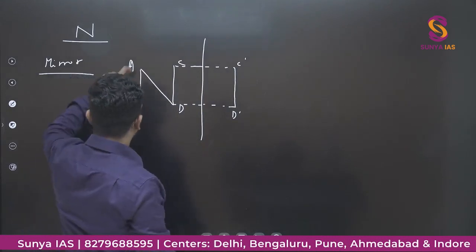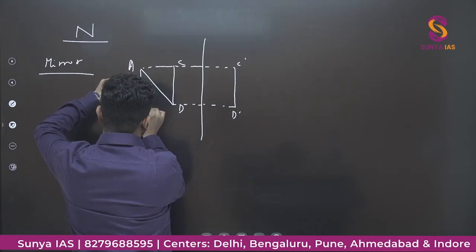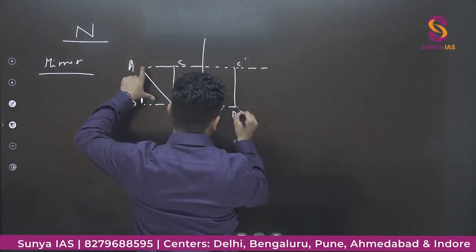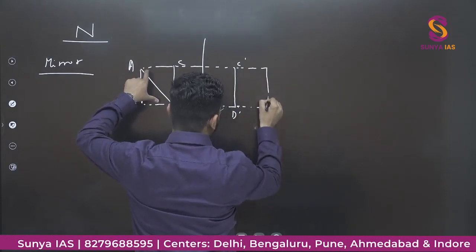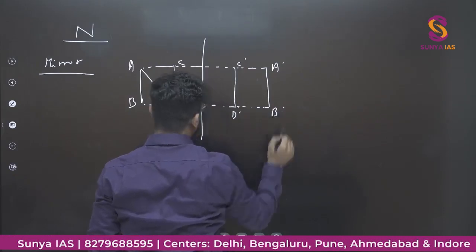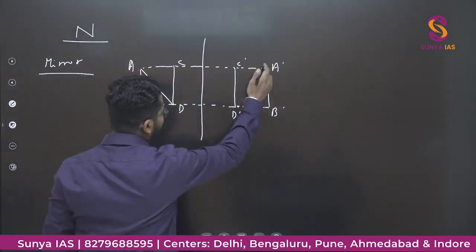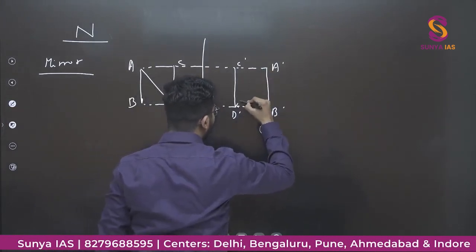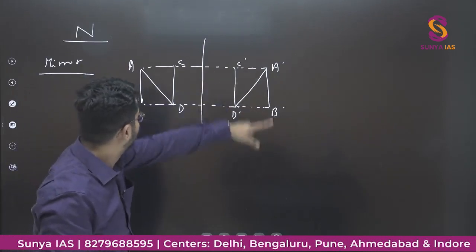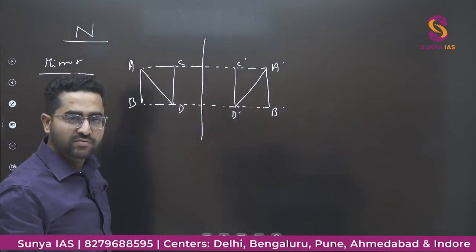Now, I would mark another line at such a distance that this is A dash, this is B dash. Now you can find AD is a line, then definitely A dash D dash would also be a line. So this is the mirror image that we are getting of N. This is the mirror image of N.